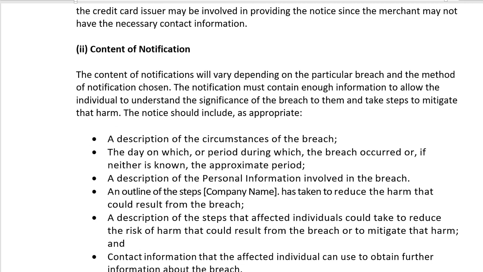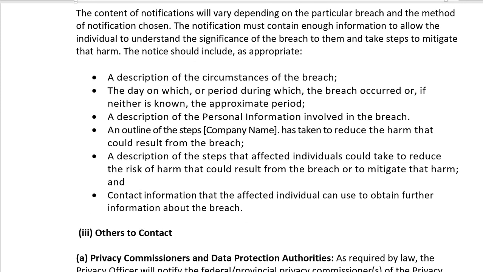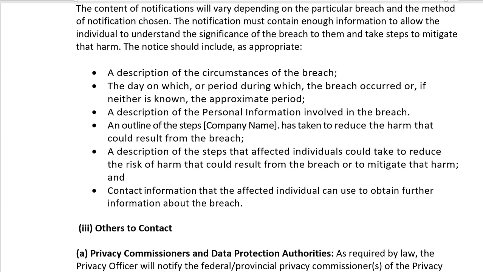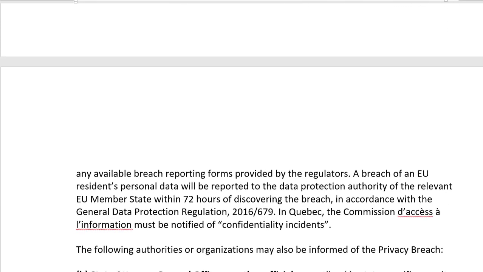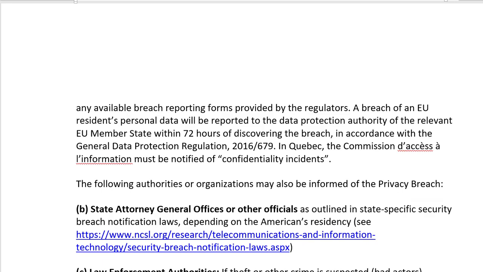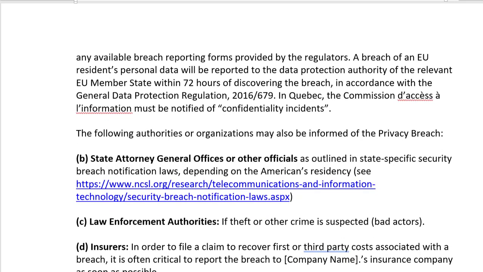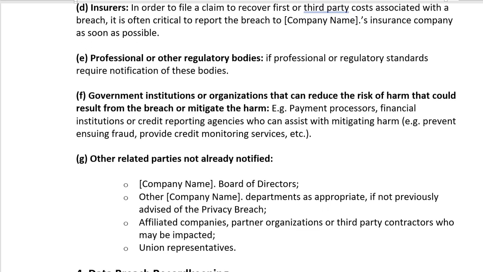In terms of the content of that notification, it's on a case-by-case basis, of course, but you need to say something about the description of the circumstances of the breach, what information was involved, the steps you've taken, and who to contact. You'll have to liaise with the Privacy Commission and Data Protection Authorities in the case of a real risk of significant harm. And then there may be other entities that you would want to contact as well.